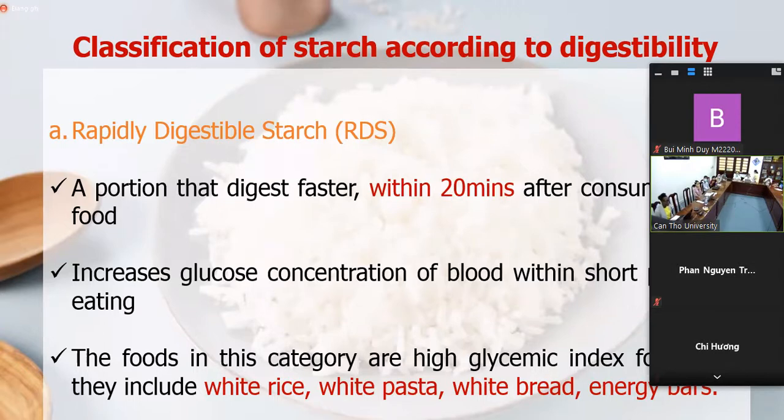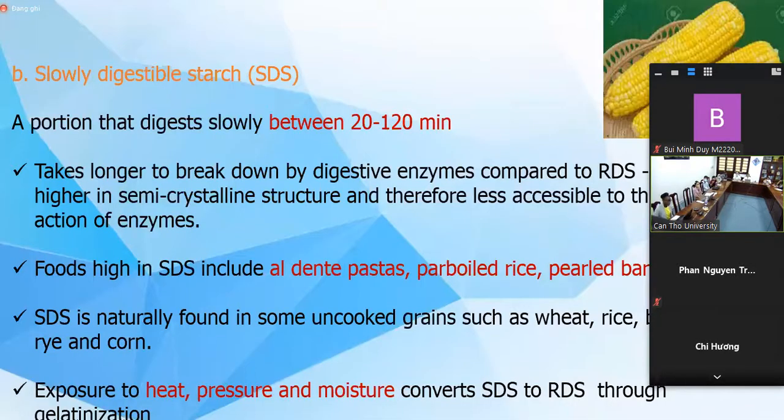According to digestibility, we have rapidly digestible starch. This is a fraction that digests within 20 minutes after consumption. It increases the glucose concentration of the blood within that short period of time, and it's mostly found in white rice, white pasta, white bread, and energy bars.